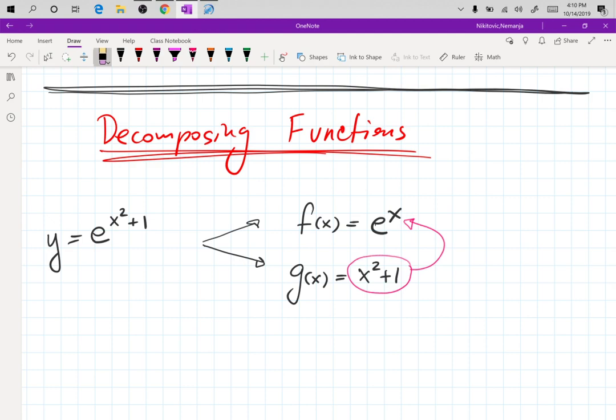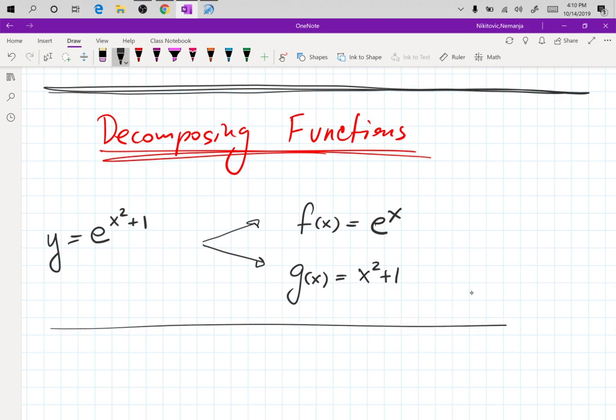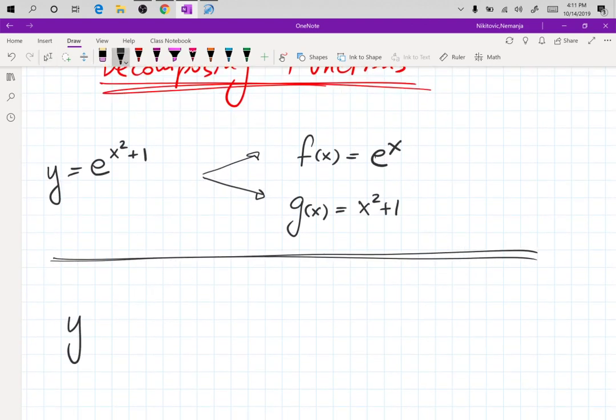This is the only skill you need. Let's take a look at another example. Say you have y equals sine squared x. What are my two functions? f and g.